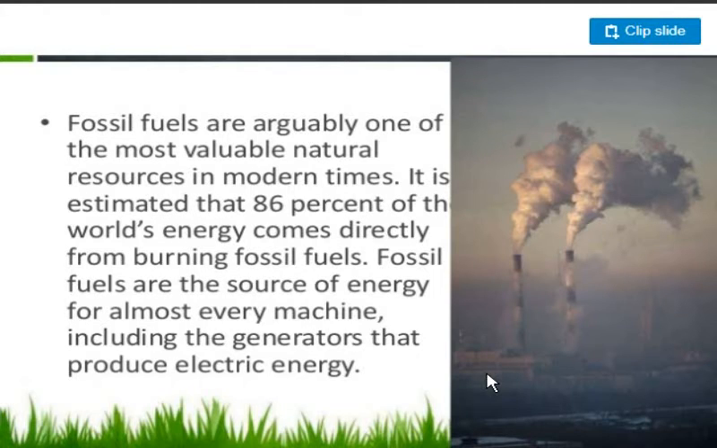Fossil fuels are arguably one of the most valuable natural resources in modern times. It is estimated that 86% of the world's energy comes directly from burning fossil fuels. Fossil fuels are the sources of energy for almost every machine, including the generators that produce electric energy.